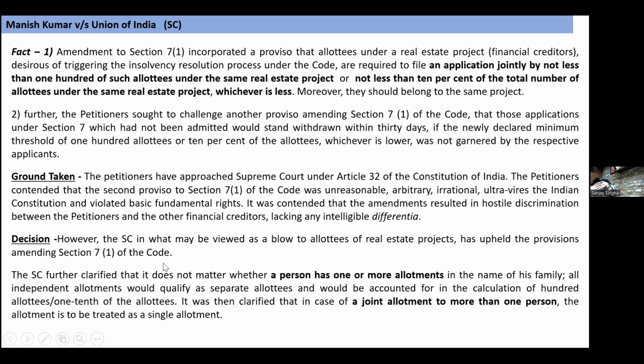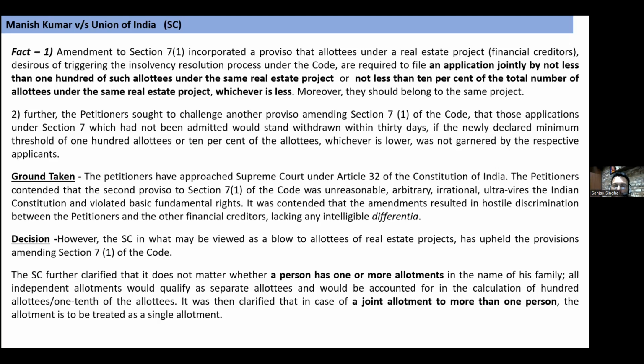So the Supreme Court upheld the amendment in the provision, and the Supreme Court also further clarified that, for example, we now have to arrange a minimum of 10% or 100 allottees. So if one person has more than one allotment, then what will happen? Then he will be considered, like Mr. X has booked 3 flats in the same project. So he will be considered as 1 allottee, not 3.